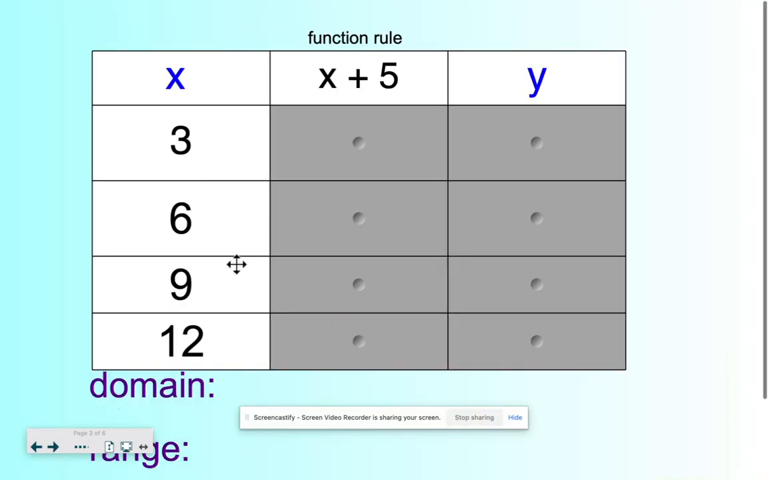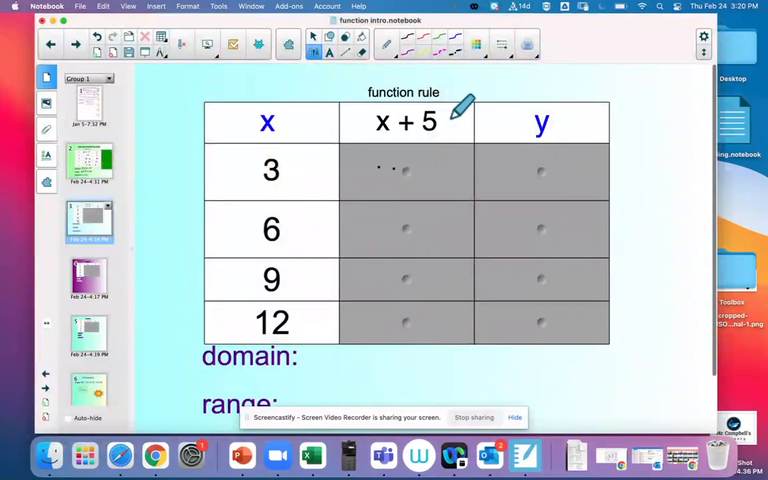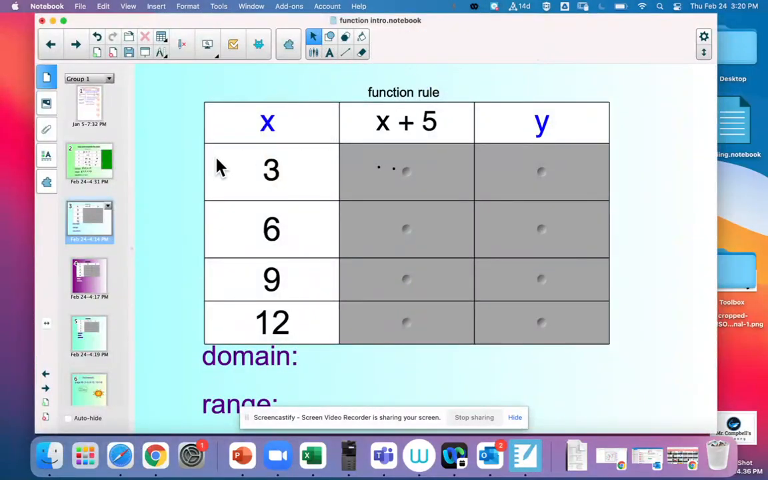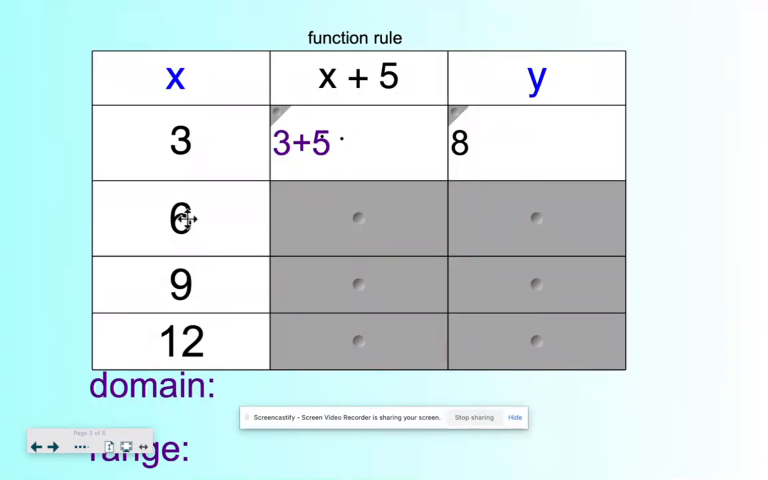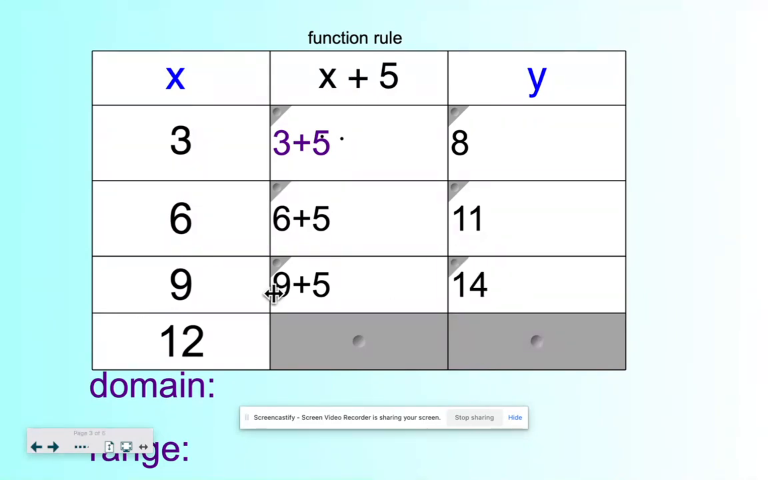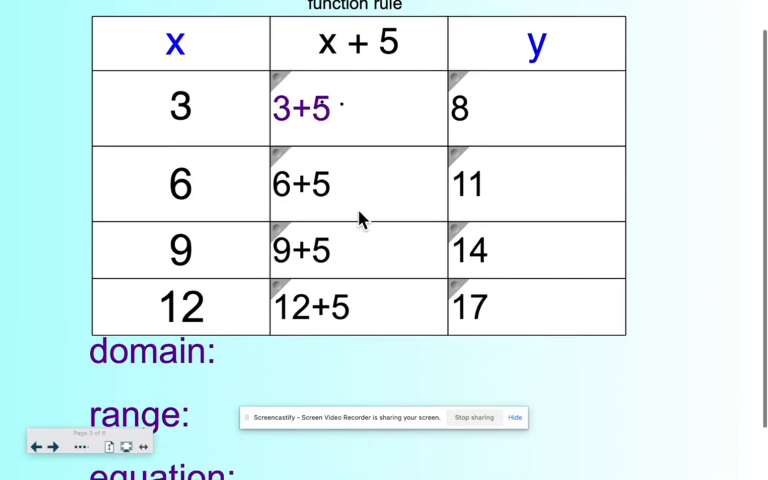All right, so let's do another one. So here the function rule is x plus 5. If I'm going to plug in these numbers, first I'll plug in a 3. 3 plus 5 is going to give me 8. Next one I'm going to plug in a 6. So 6 plus 5 gives me 11. Then I'll plug in a 9. 9 plus 5 gives me 14. Lastly, plugging in a 12. 12 plus 5 equals 17. Again, just replacing the x with whatever my input is. And in each case, I'm just adding 5 to that input to get my output.